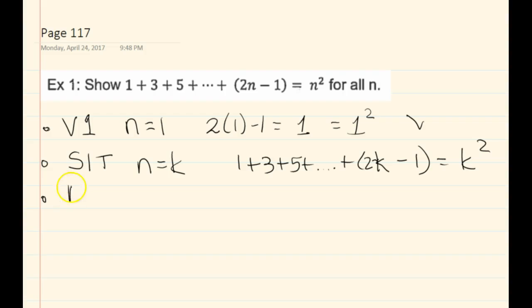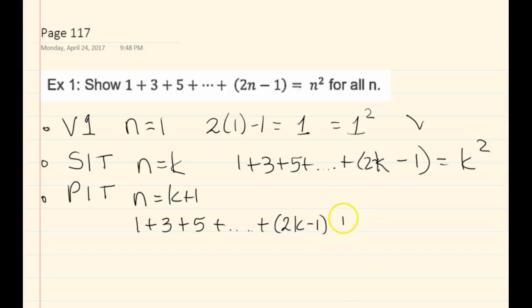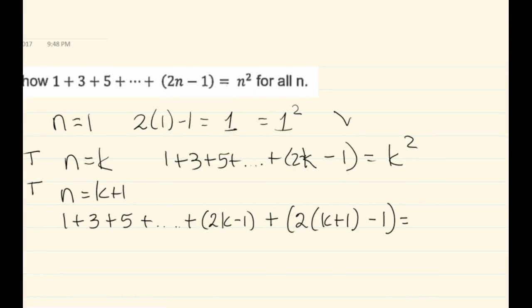The third step is where we have to prove that it is true for n is equal to k plus 1. So I'm just going to do substitution. What we want to prove is that 1 plus 3 plus 5 plus all of these plus the 2k minus 1, plus then the next one, because I'm going to let n equal k plus 1, which is 2(k plus 1) minus 1, equals k plus 1 squared.